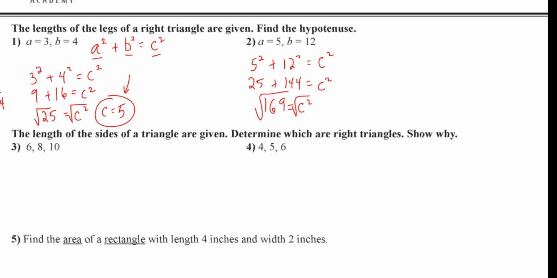Yep, comes out to 13. Does every single square root come out to a nice whole number like that did? No, these are special kinds, all right? These are special types that actually do come out.